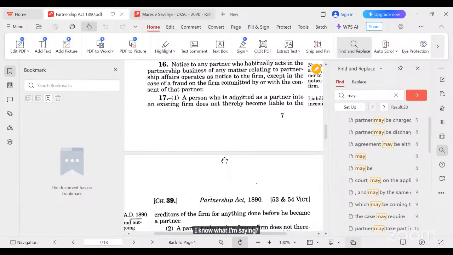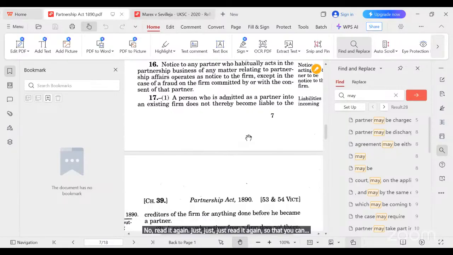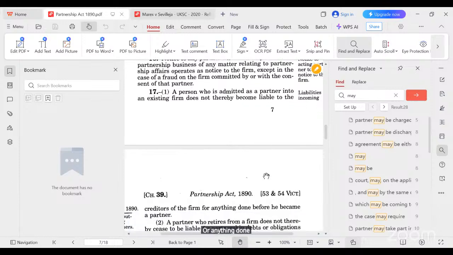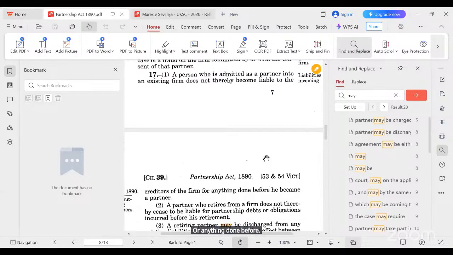Yes, Lucky. Good evening, sir. Go ahead. What I understand by that is, before a partner joins a business... Just read it again so that the person can say. A person who is admitted as a partner into an existing firm does not thereby become liable to the creditors of the firm for anything done before he became a partner.